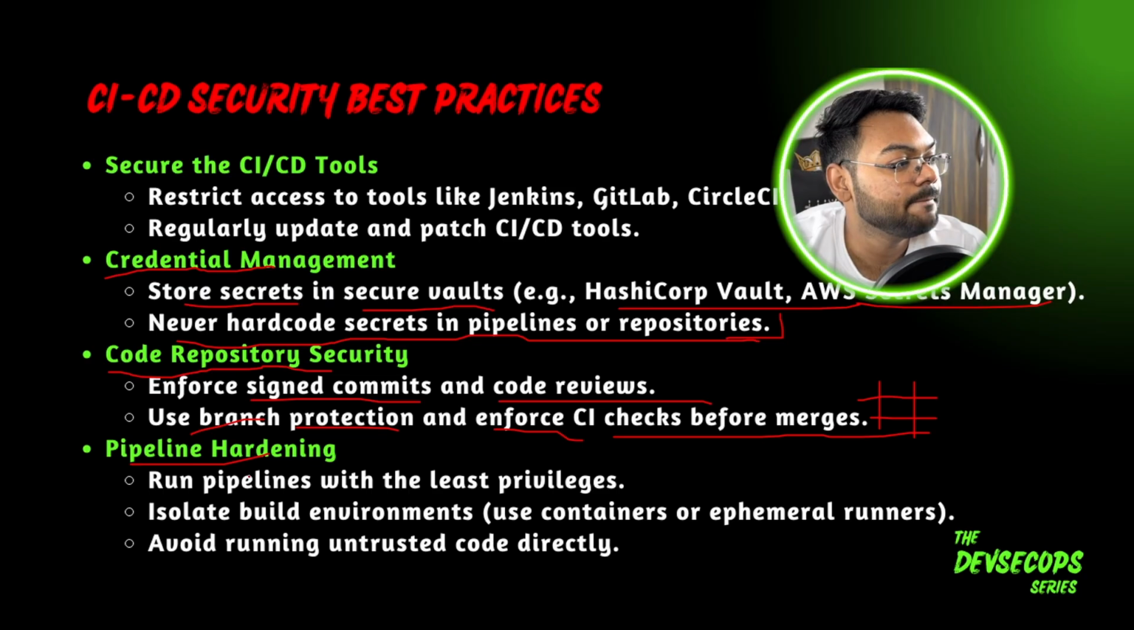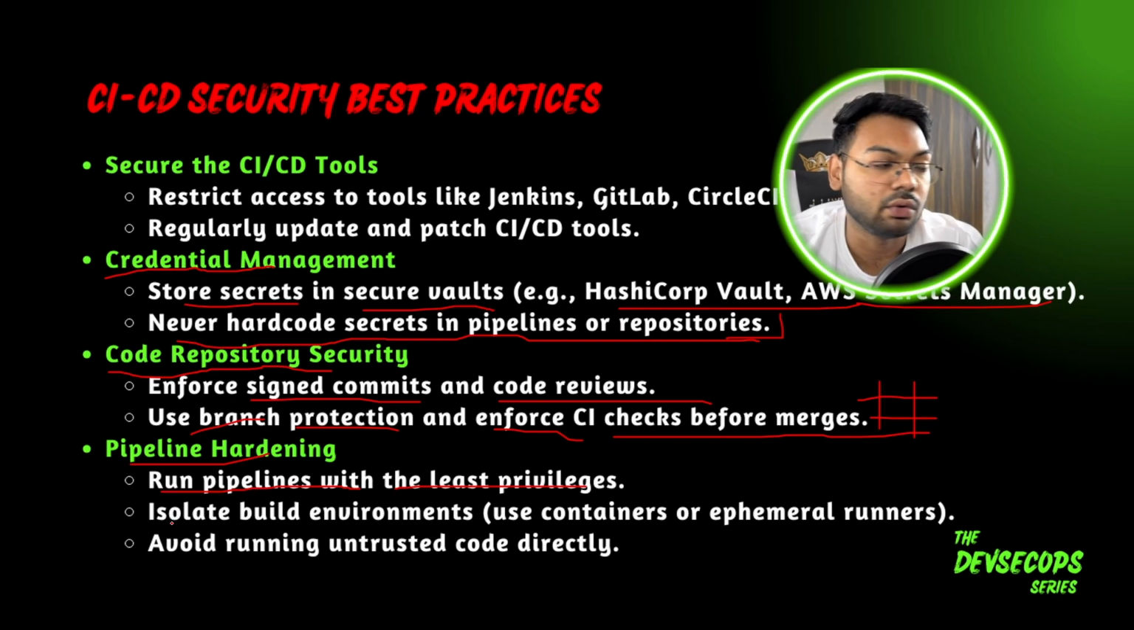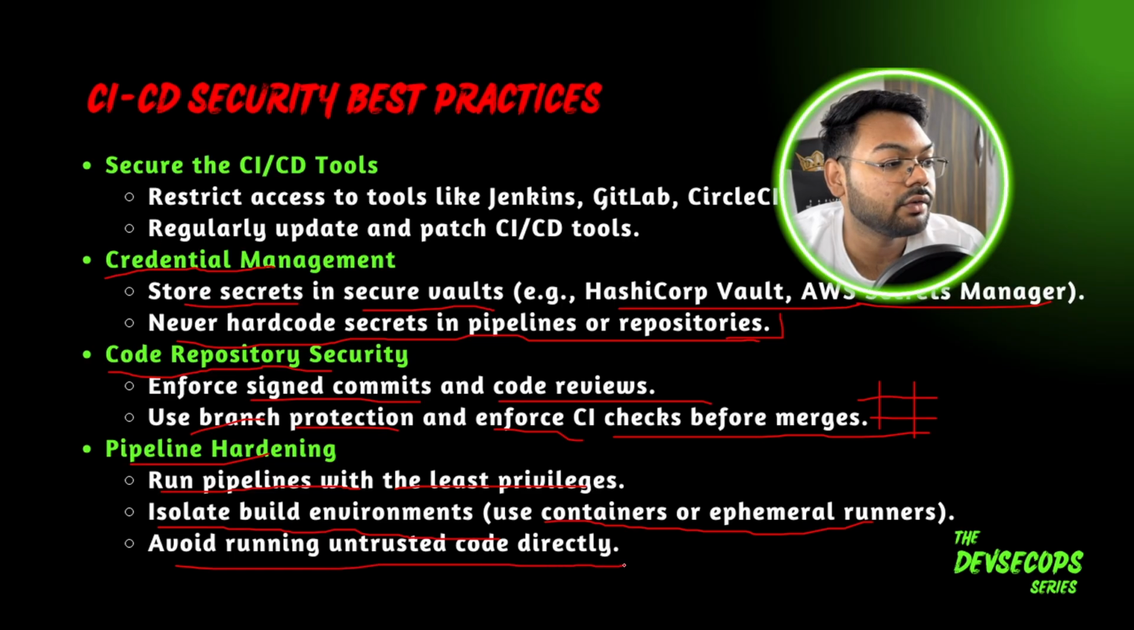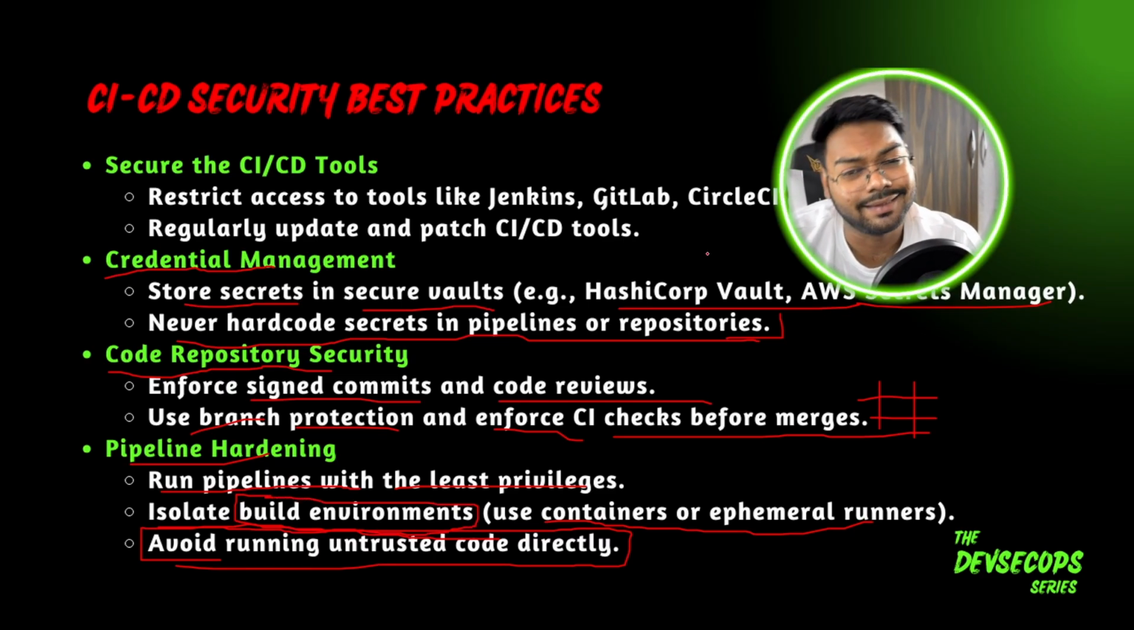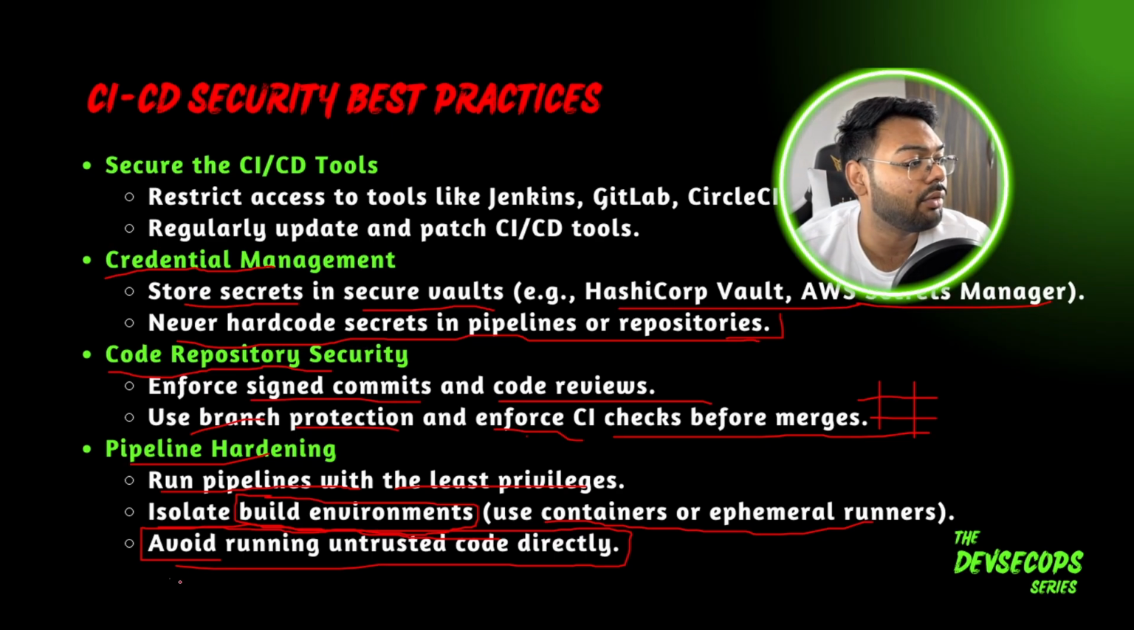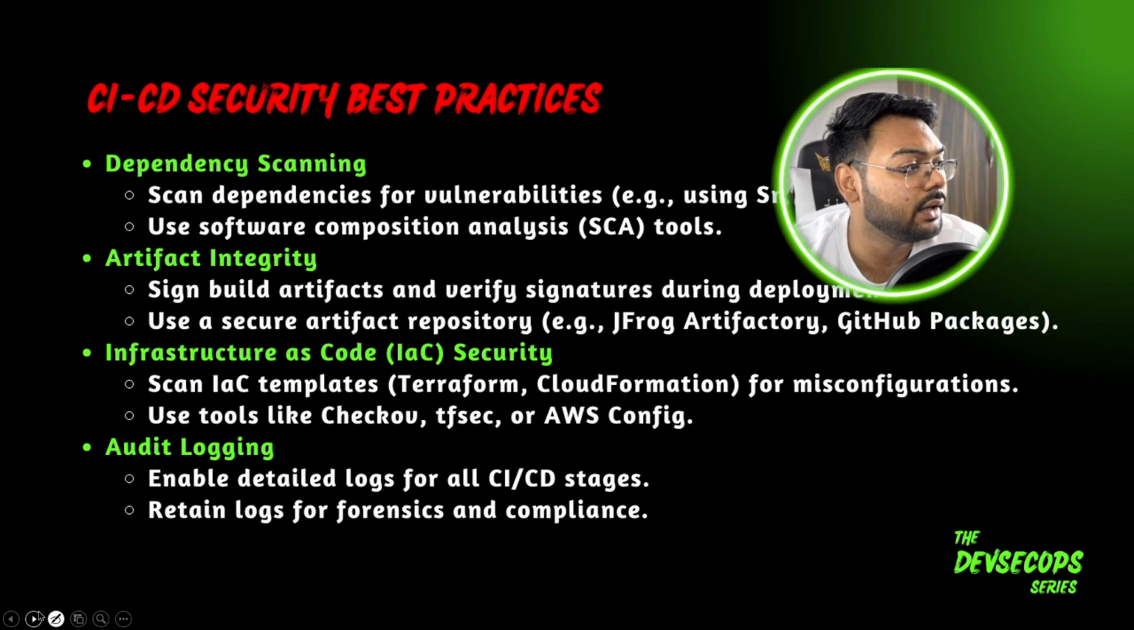Then pipeline hardening. Run pipelines with the least privileges, as I told you. Then isolate build environments using containers or ephemeral runners, and avoid running untrusted code directly. As I mentioned, the build environments, the pipeline, and the runners that you are using could be at risk somehow. In order to avoid it, you need to do pipeline hardening.